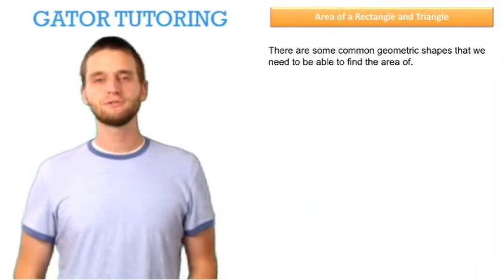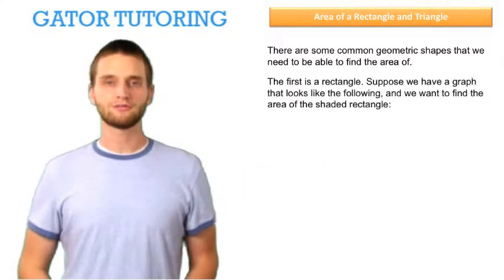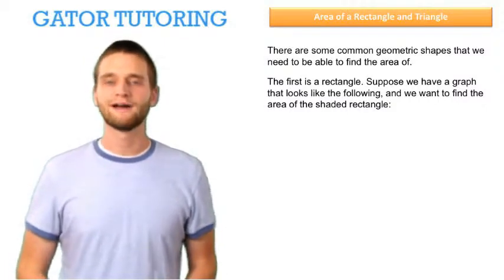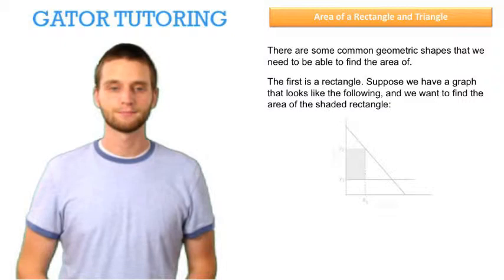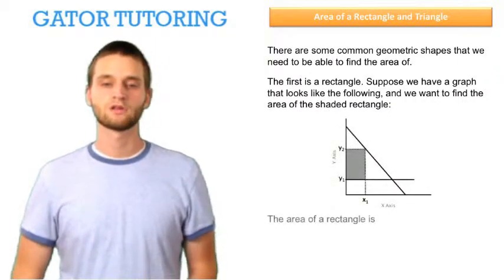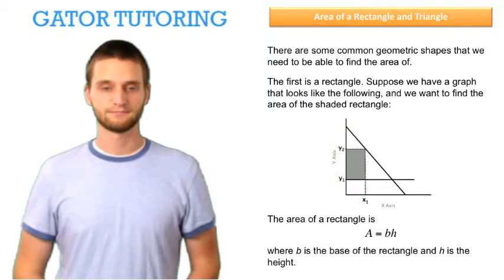There are some common geometric shapes that we need to be able to find the area of. The first is a rectangle. Suppose we have a graph that looks like the following, and we want to find the area of the shaded rectangle. The area of a rectangle is base times height.